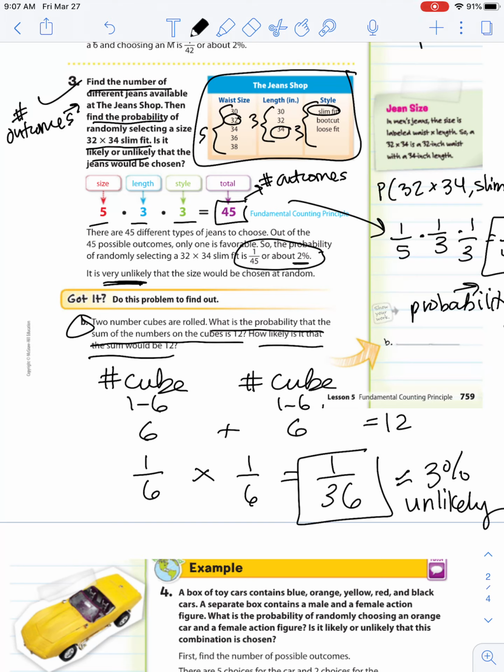And remember, to change a fraction to a percent, you guys just need to divide. Top number goes in first, bottom number you'll type in second, and then move that decimal 2 times to the right.